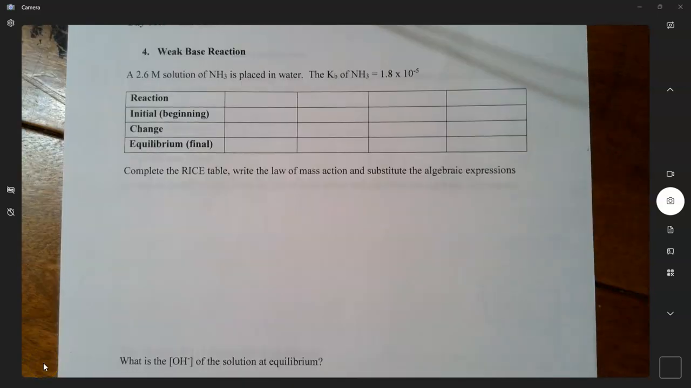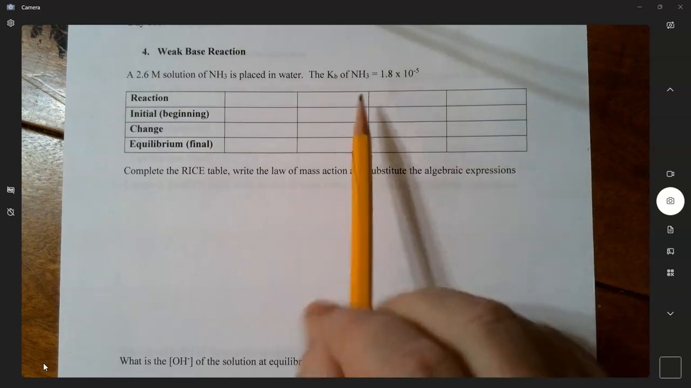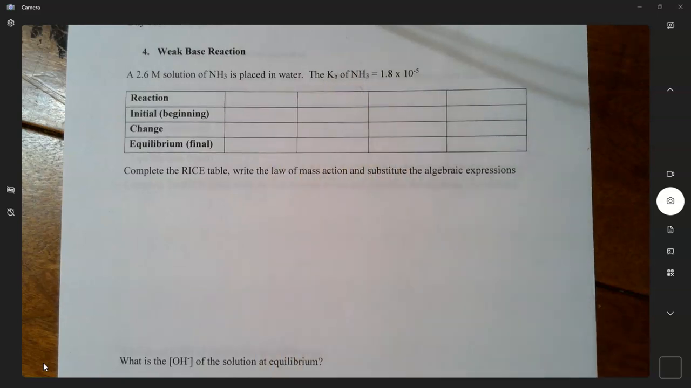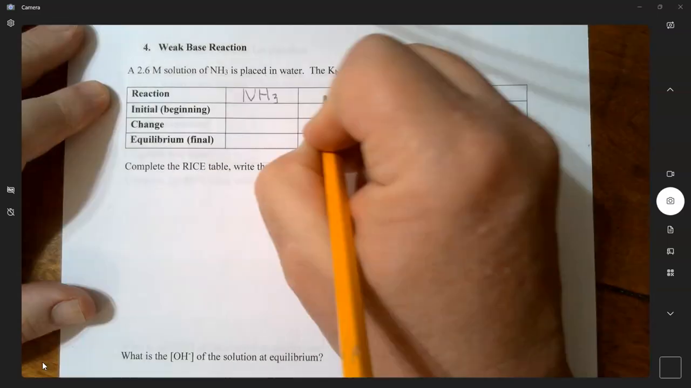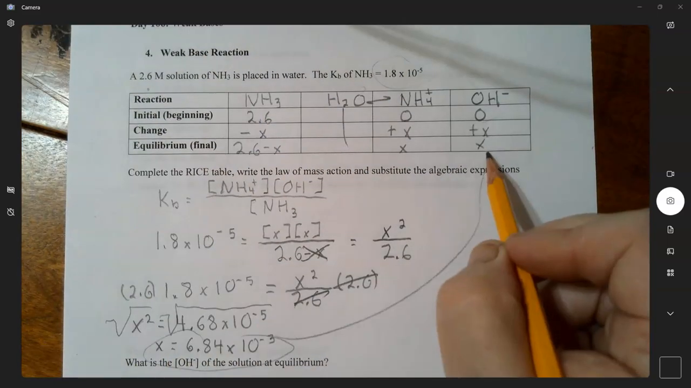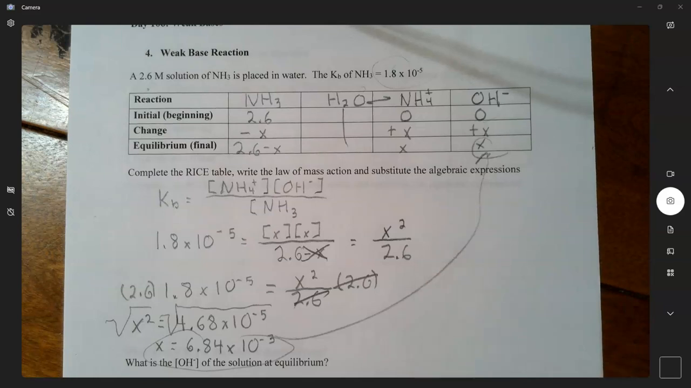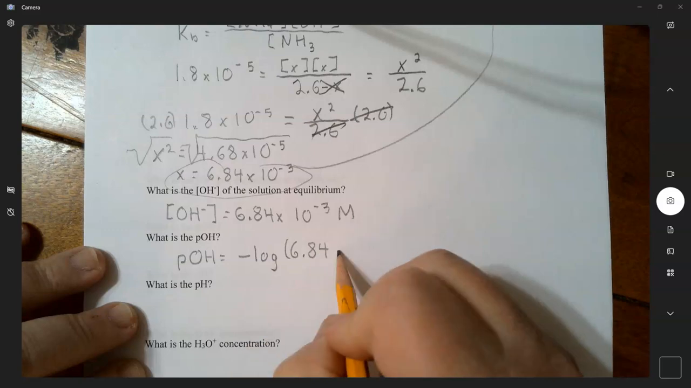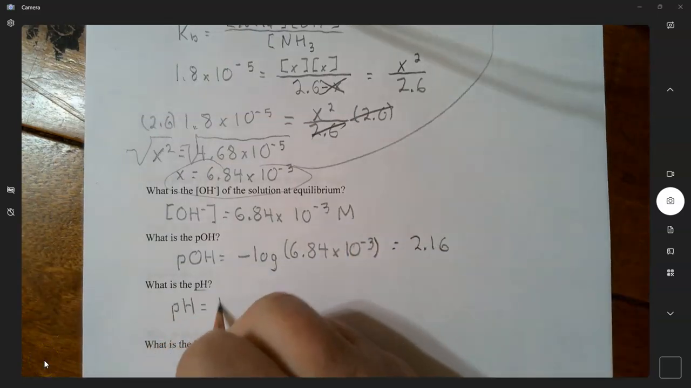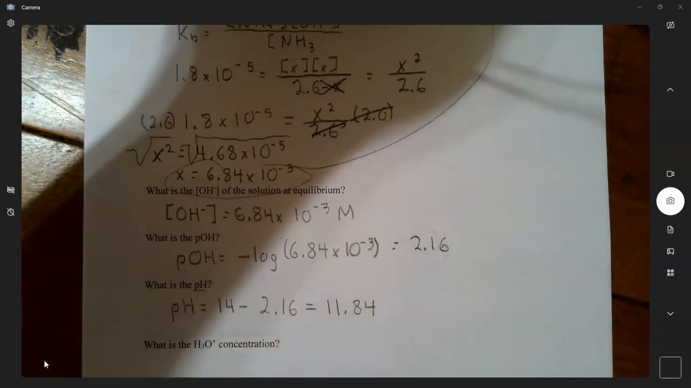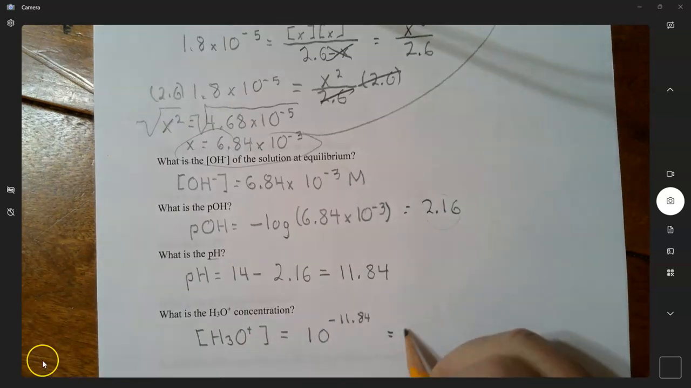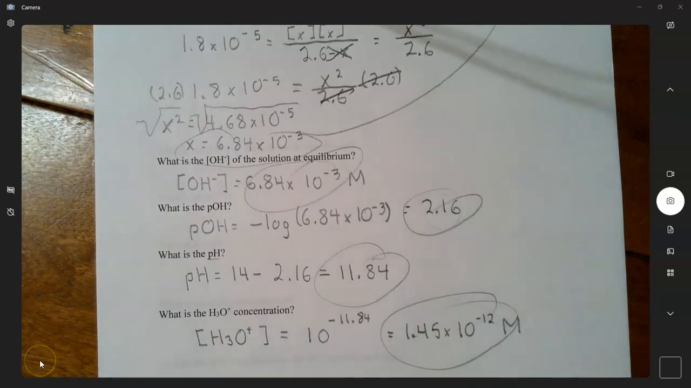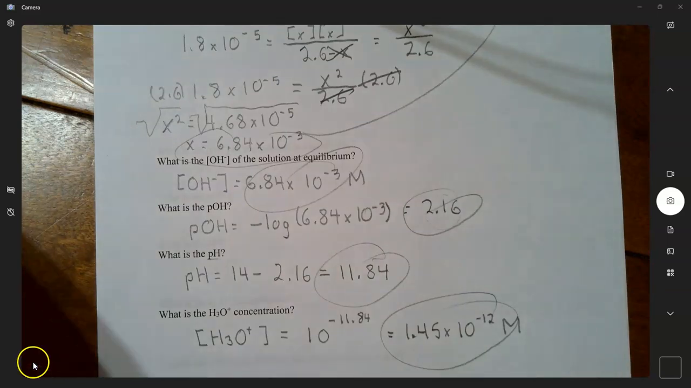Next is problem 4 on page 4. So now you have ammonia, same kind of ammonia people use for cleaner. And there's the Kb for it, so let's go ahead and write that one out. And that's your hydroxide ion concentration. And that's all of the different variables we're looking for.